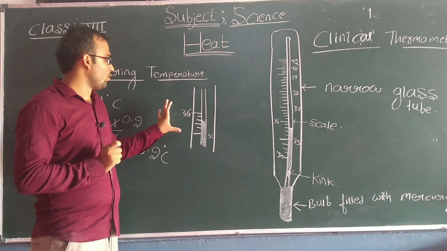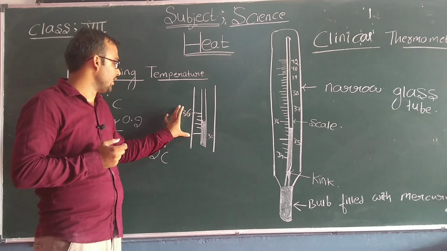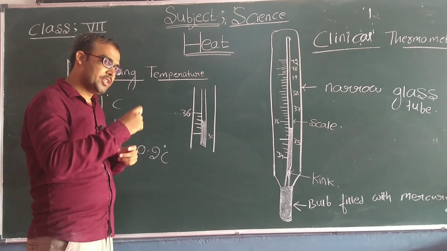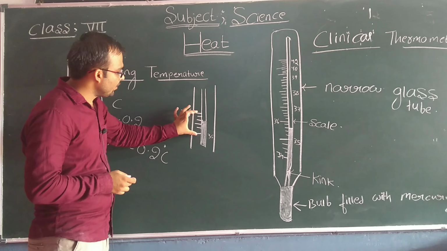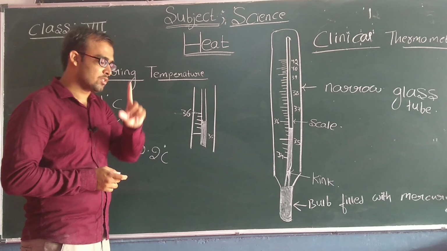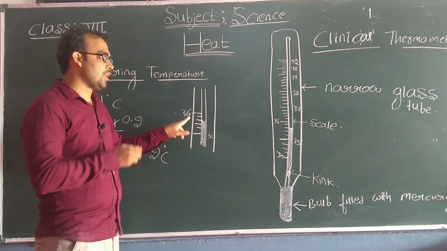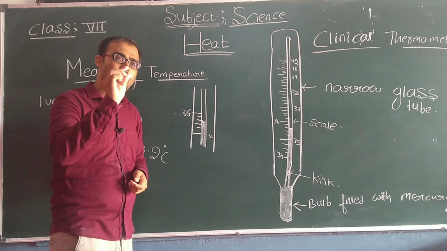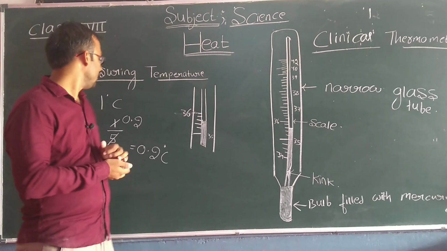So understood? If the level of mercury is between 35 to 36 degrees Celsius, how do we measure the exact temperature? Look here. 1 unit is equal to 1 degree Celsius. Suppose there are 5 divisions, then how do we find the value of one division?